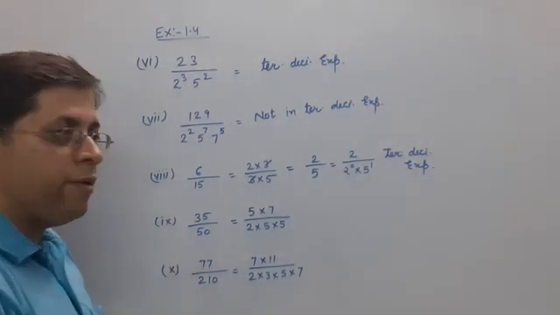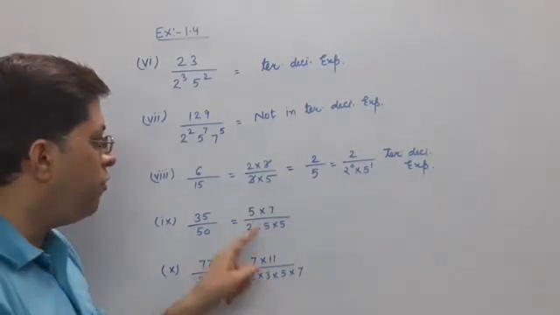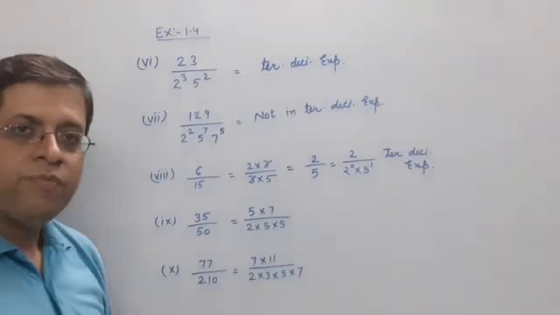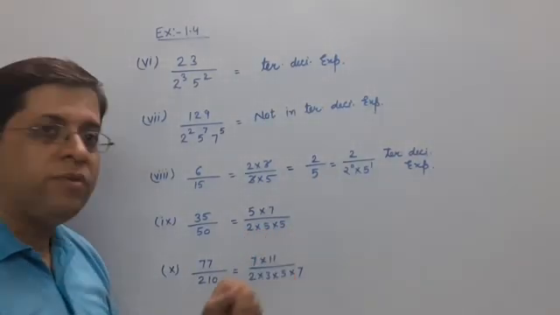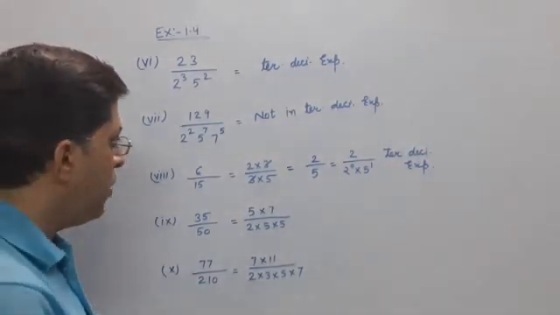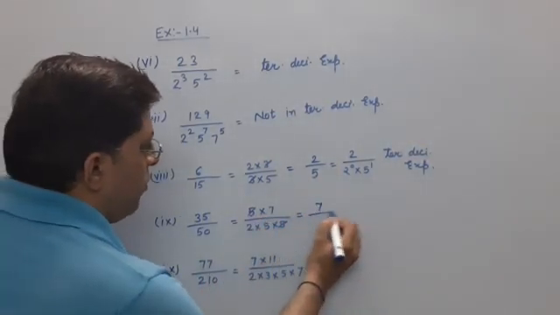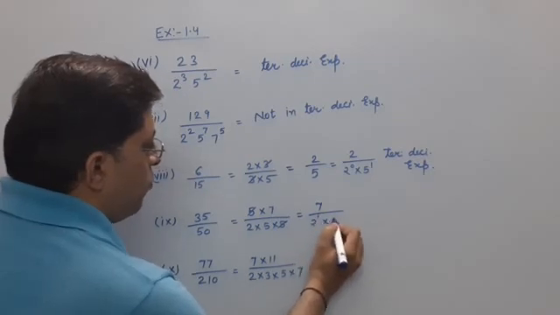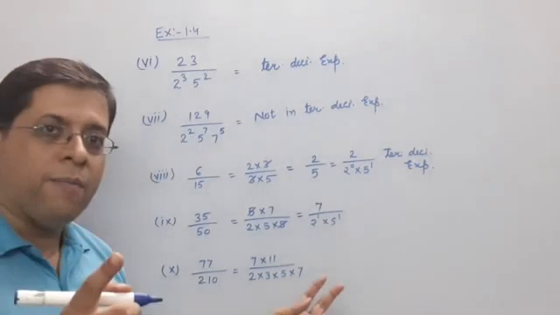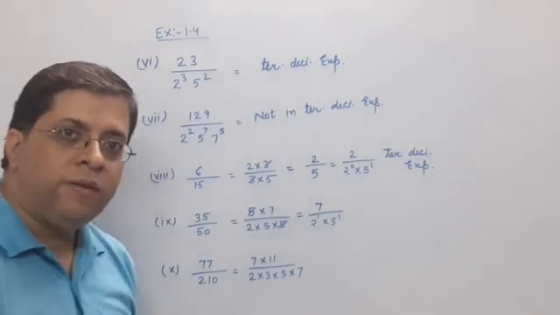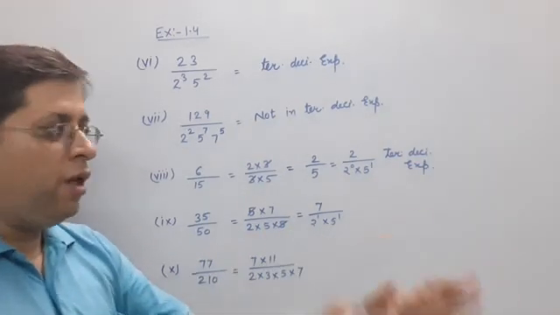35 upon 50. What are the prime factors of 35? 5 7s are 35. What are the prime factors of 50? 2 5s are 10, 10 5s are 50. Then you can cut 5 and 5, and it comes to 7 upon 2 power 1 into 5 power 1. So it is in the form 2 power m into 5 power n. Definitely it will be a terminating decimal expansion.